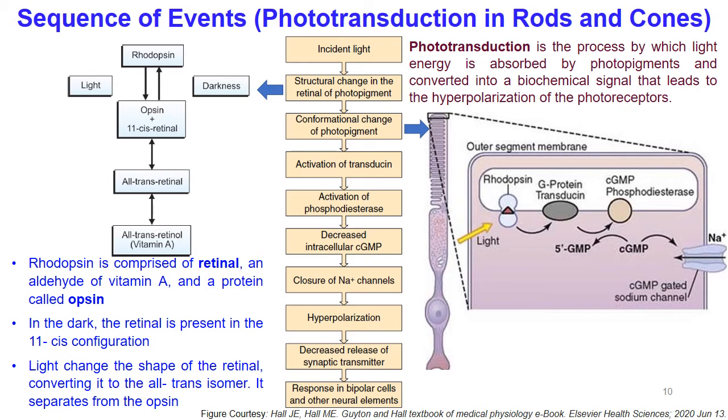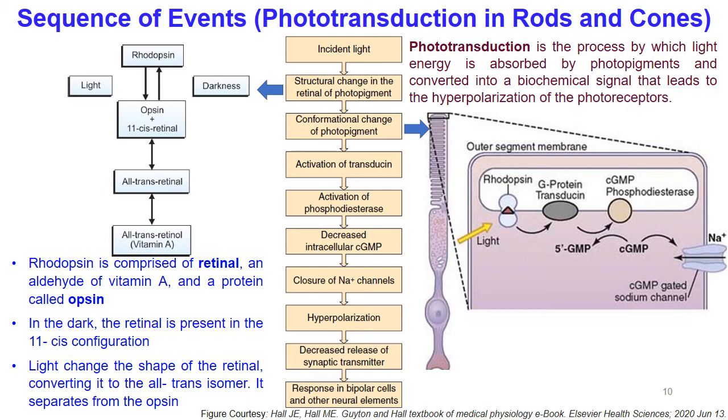phosphodiesterase. Activated phosphodiesterase hydrolyzes cyclic guanosine monophosphate, that is cGMP, to 5'-guanosine monophosphate. Cyclic guanosine monophosphate normally acts directly on sodium channels to maintain them in the open position. So, the decline in the cytoplasmic cyclic guanosine monophosphate concentration causes some sodium channels to close. This produces the hyperpolarizing potential.